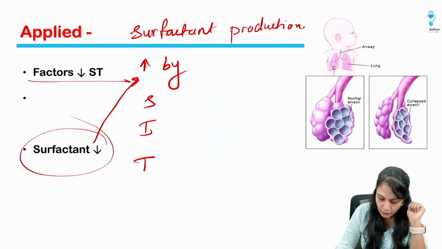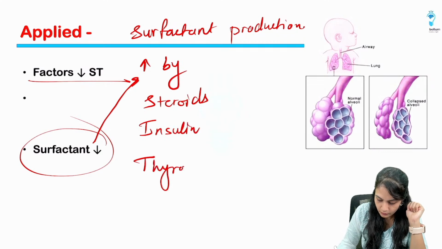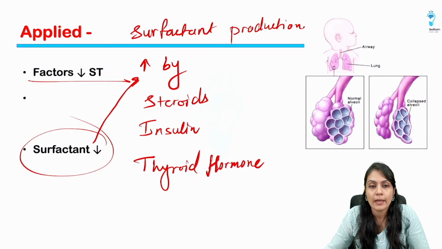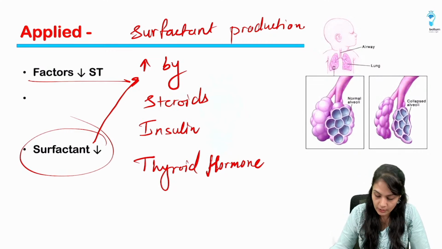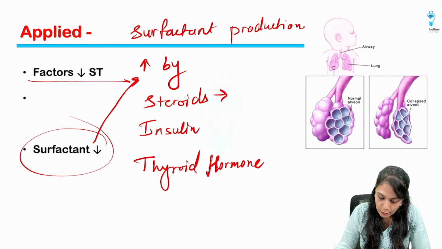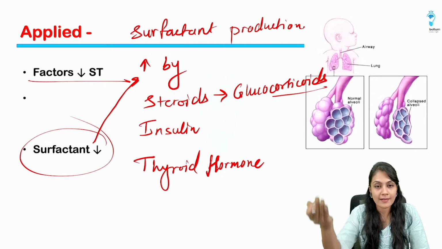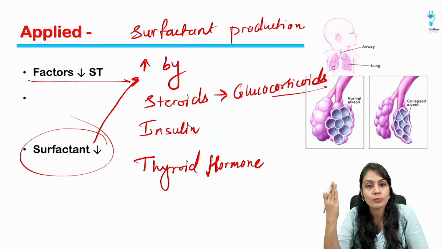What is SIT? S for steroids, I for insulin, and T for thyroid hormone. So these are the hormones. There are many things, but the main ones are the hormonal things which are helping us, right? That is steroid, insulin, and thyroid hormone. Steroid, mainly the glucocorticoids, are going to enhance or stimulate the surfactant production.